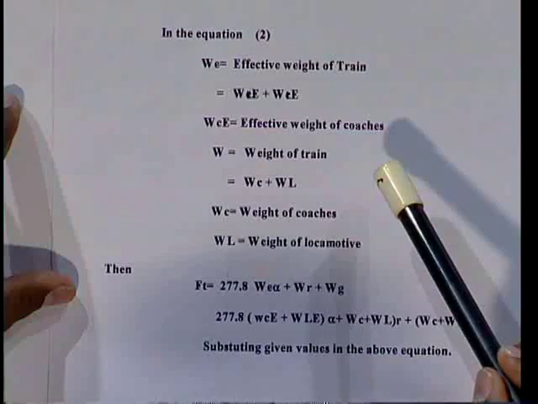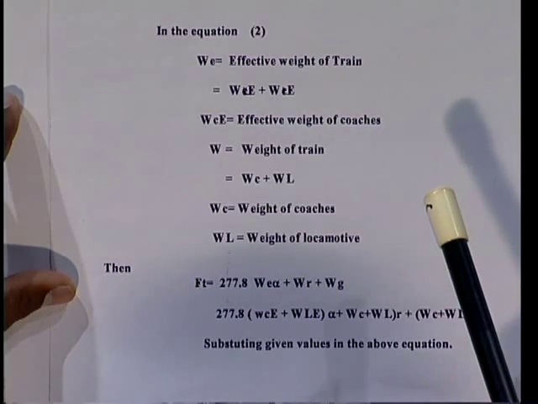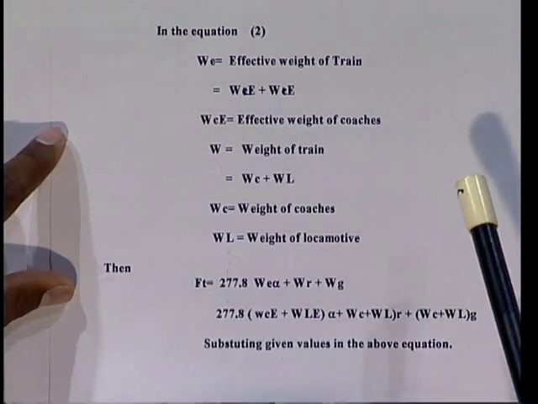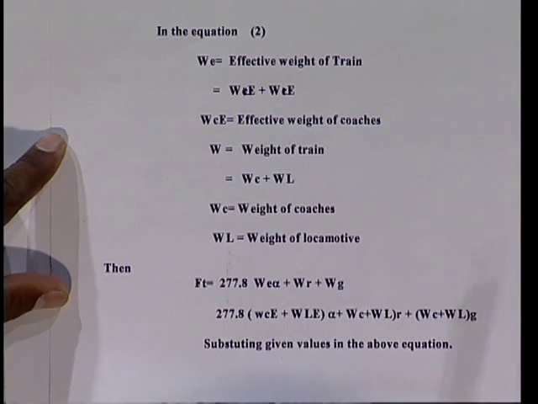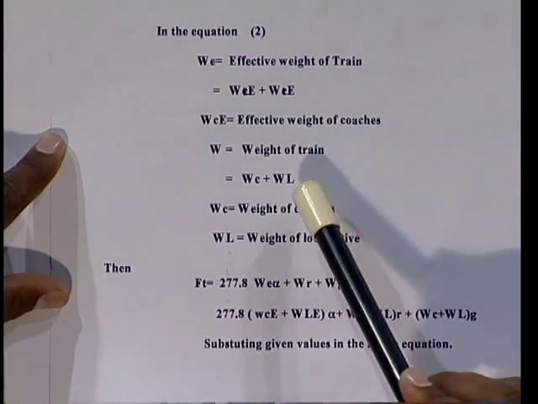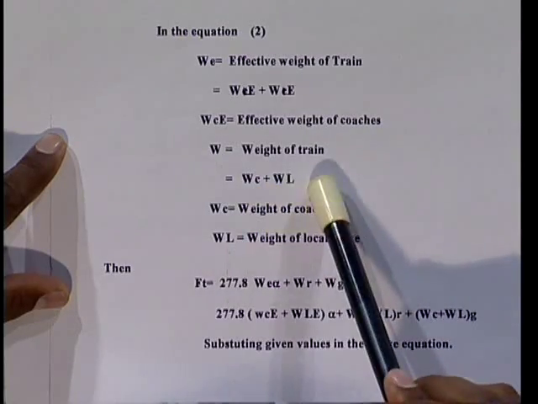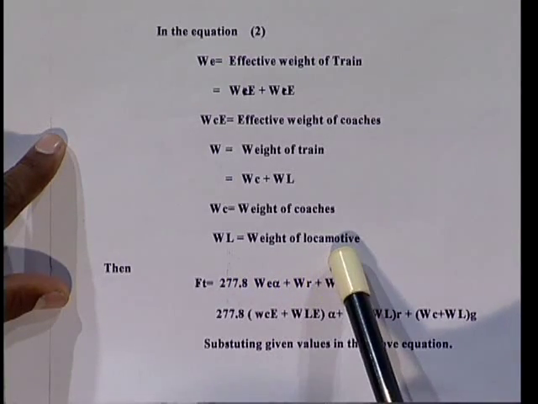Let us see next. In equation 2, we have some terms. W_E is the effective weight of the train, which is equal to W_LE plus W_CE. W_LE is the effective weight of the locomotive, and W_CE is the effective weight of the coaches. W is the weight of the train, which is equal to W_C plus W_L. W_C is the weight of the coaches and W_L is the weight of the locomotive.